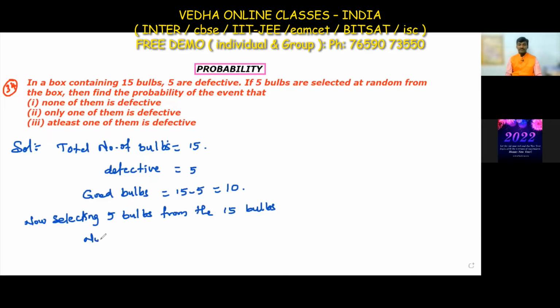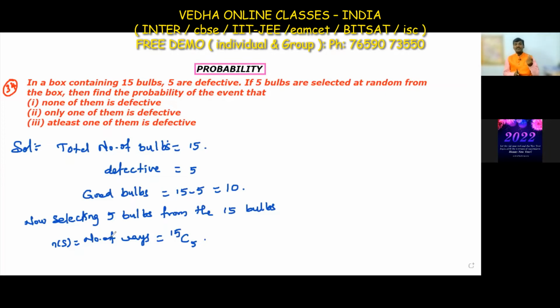So the number of ways is equal to selecting 5 out of 15, that is 15C5. Selection means nCr. From 15 bulbs we are selecting 5 bulbs, so 15C5 ways are possible. We can write this as n(S), the total number of ways. This is the sample space.